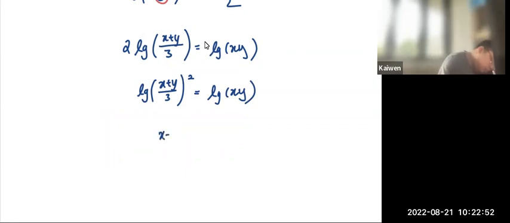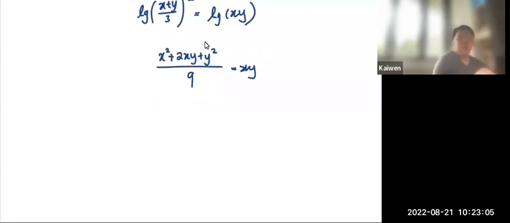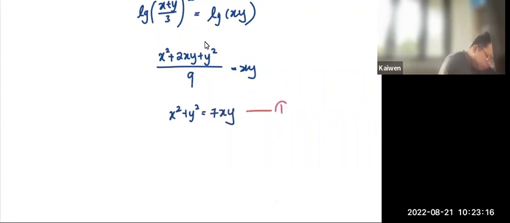So I'm going to have x squared, and I'm going to expand straight away as well. So x squared plus 2xy plus y squared over 9 equals xy. Another very common mistake: a lot of people forget to square the denominator of 3, and you get it wrong as well. So x squared plus y squared equals 7xy. Equation 1. You will see why in a while.